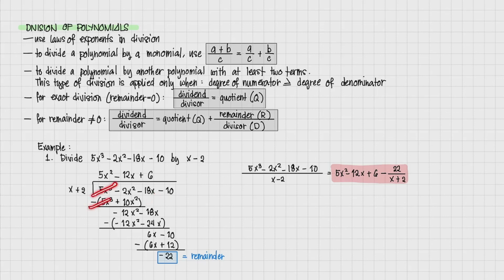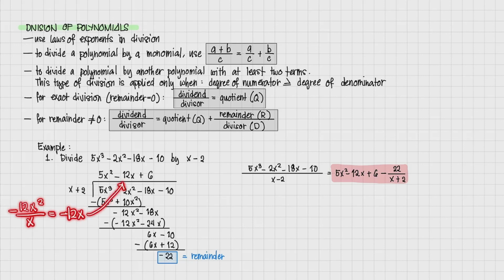So this one will cancel out. Negative 2x squared minus positive 10x squared is just equal to negative 12x squared. Then we're going to bring down another term, negative 18x. Then we're going to divide again the first terms. So you'd have negative 12x squared divided by x. That's just equal to negative 12x.